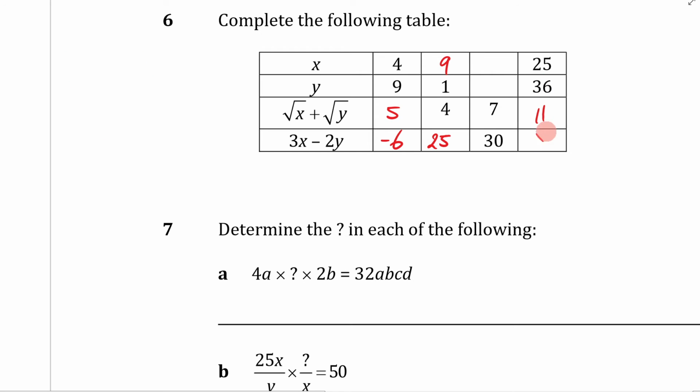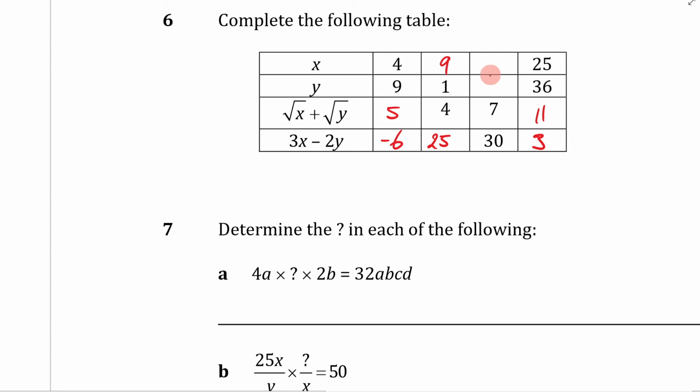And then to get this one, I'm going 3 times 25 plus 2 times 36. Oh, sorry, I'm subtracting these, not adding. I'm subtracting 3x minus 2y. 3 times 25 is going to be 75. And then 2 times 36 is 72. And if I subtract them, that's going to leave me with 3 there. All right, we're nearly here, people.